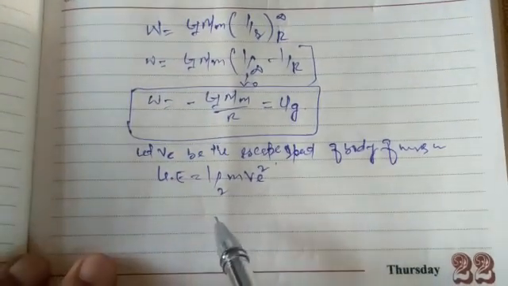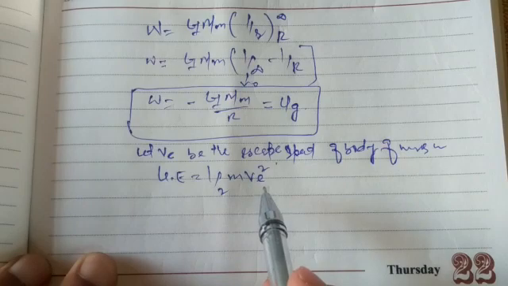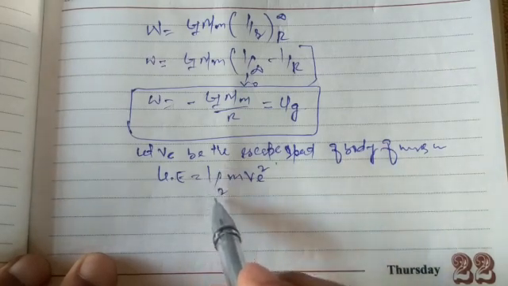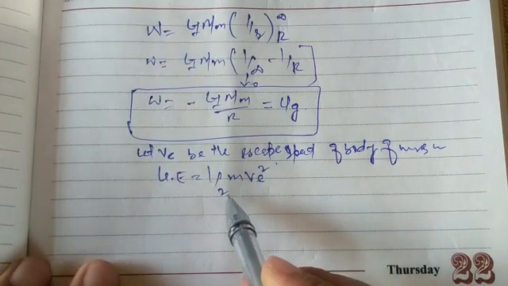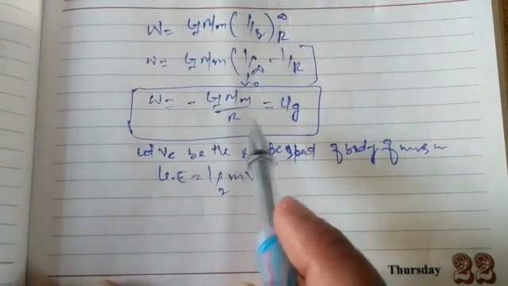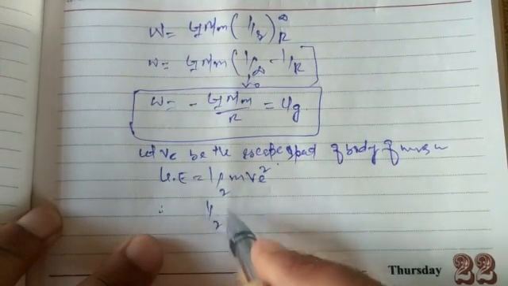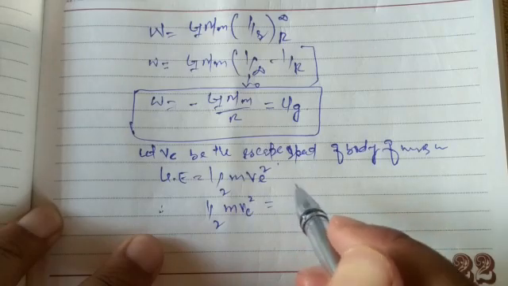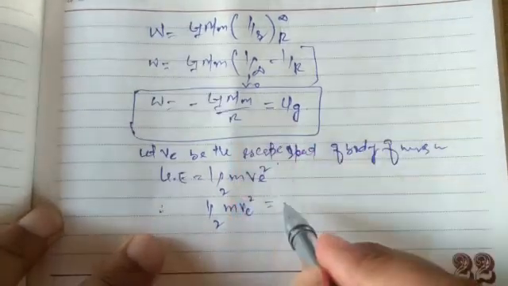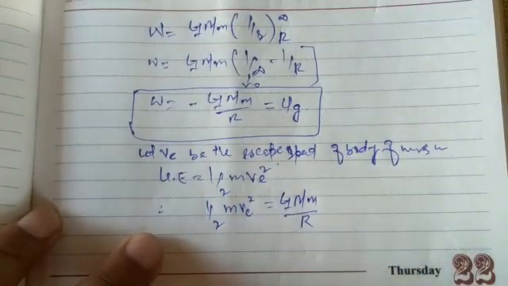So the body will escape from gravitational pull only if the kinetic energy of the body is equal to the magnitude of potential energy at infinity. The total kinetic energy given to the body will be finally converted to the gravitational potential energy at infinity. Therefore 1/2 m V square should be equal to, once we take the magnitude, simply G M m over r.